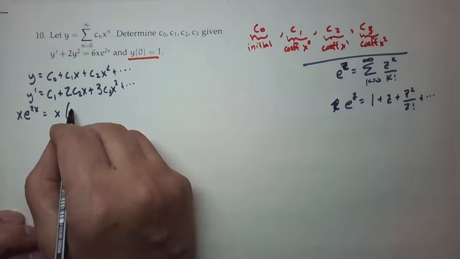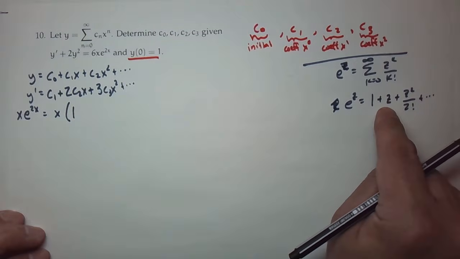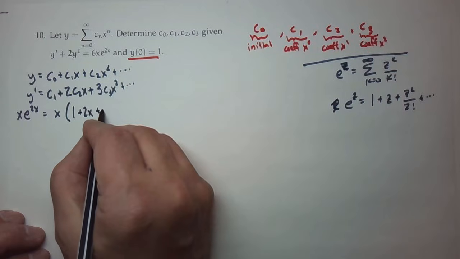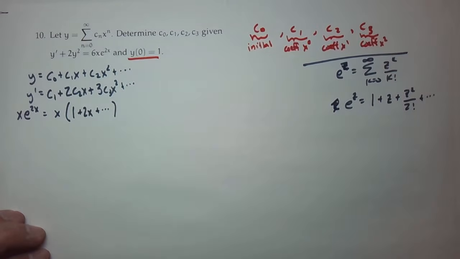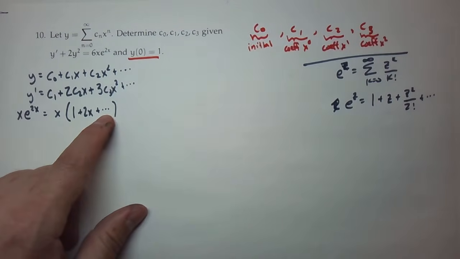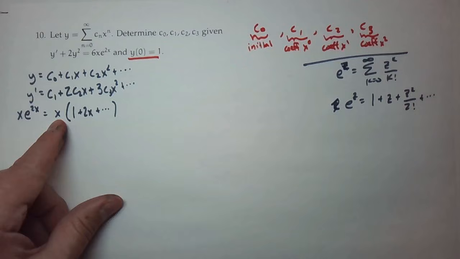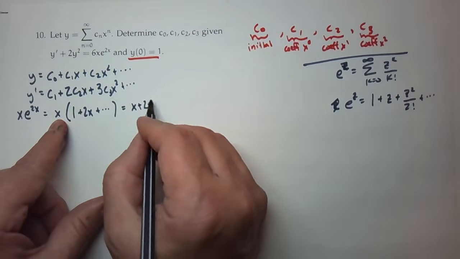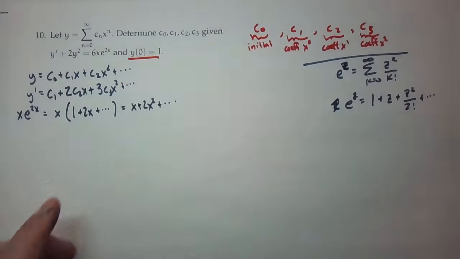And then the next term? 1. 2x. And then, haha, trick, it's dot, dot, dot. And you're like, oh, Steve, no, you stopped too soon. You were supposed to go to the next term. Or was I? See how there's an x there? This is really x plus 2x squared plus dot, dot, dot.